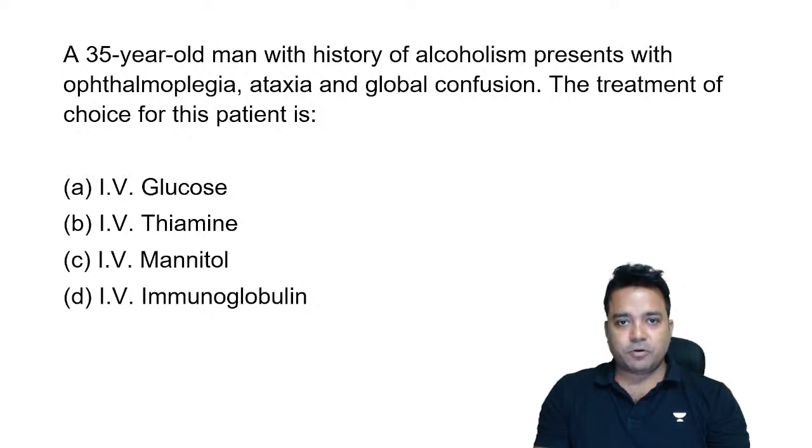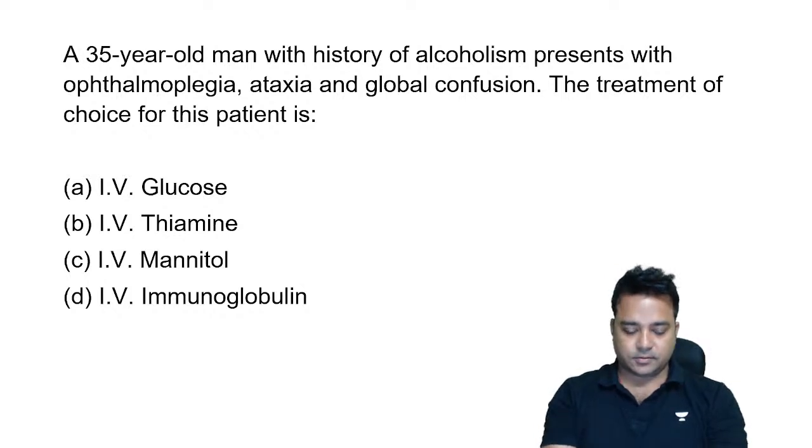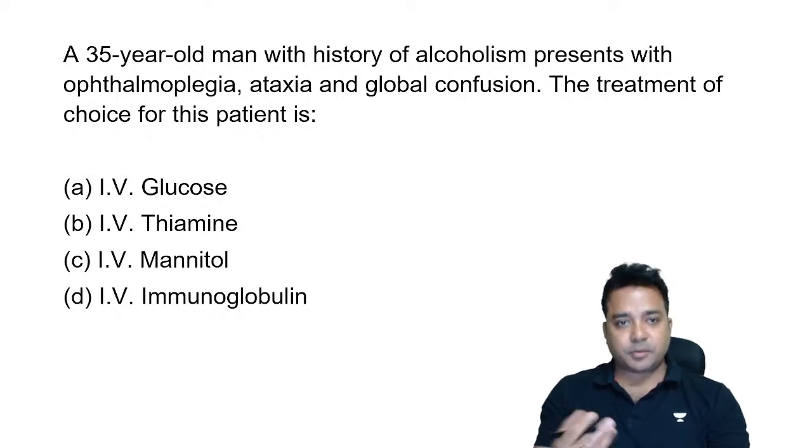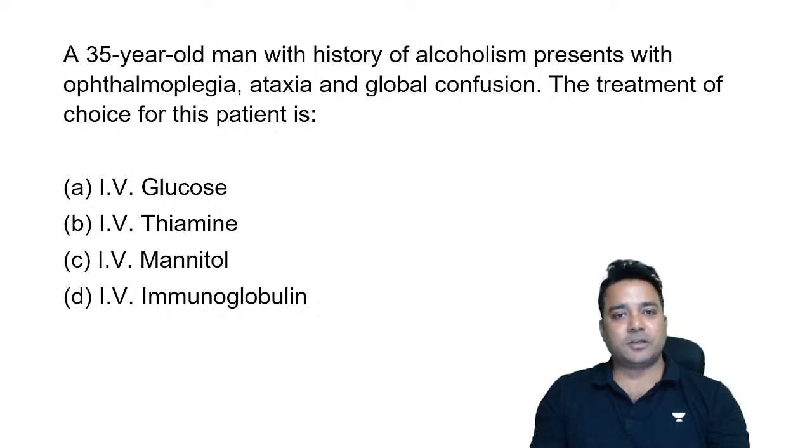A 35-year-old man with history of alcoholism presents with some features. Treatment of choice. This is a repeat question of one of the exams. Alcoholic poisoning again is very important. सबको आंसर पता है, बच्चे बच्चे को पता है. अल्कोहल के बारे में नॉलेज काफी होता है.